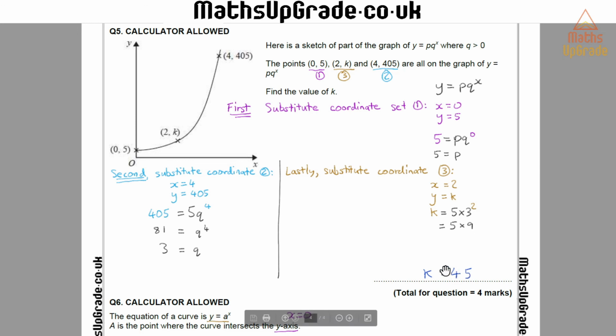So k equals 45. Let's see if that's a sensible answer. Well, k is my y coordinate, it's the height here. And here the height was 5. Here the height's 405. So it's going to be somewhere in between there. So 45 is a reasonable answer. The whole question there was worth 4 marks.